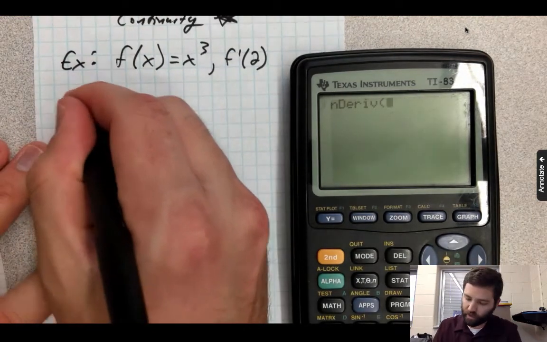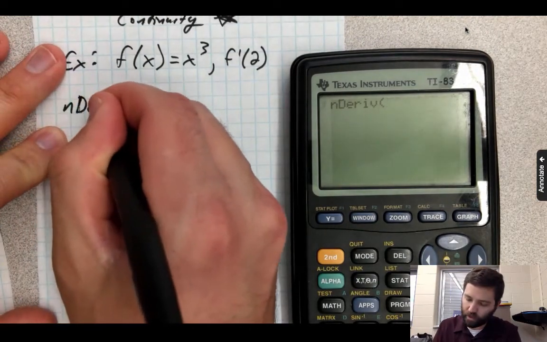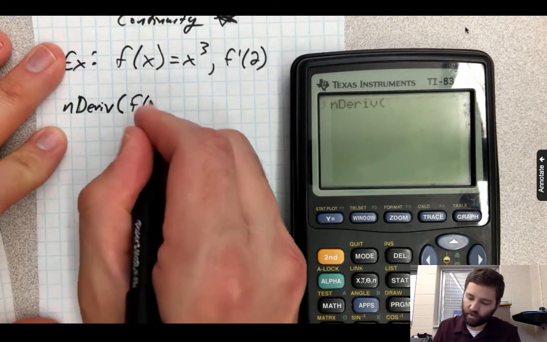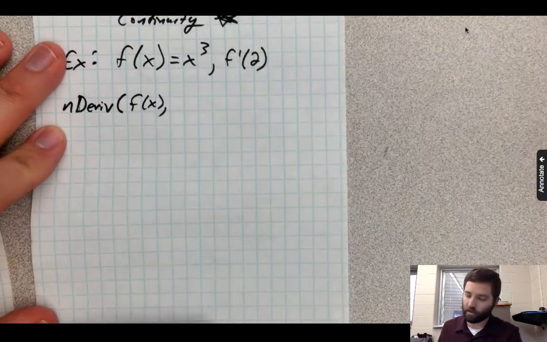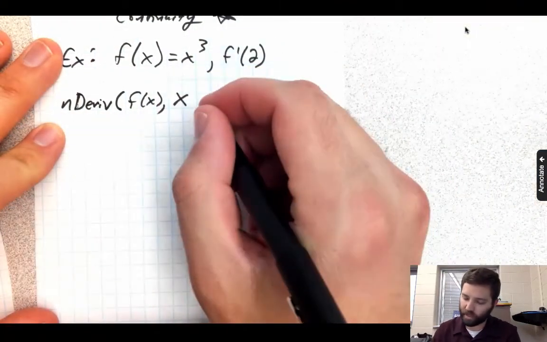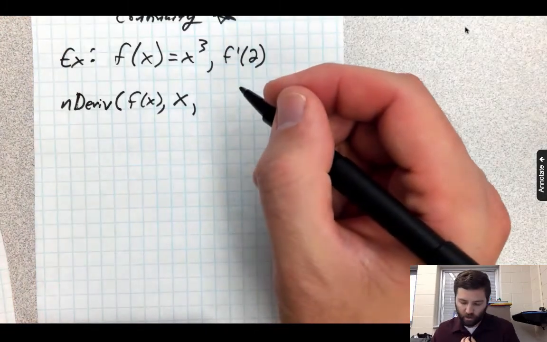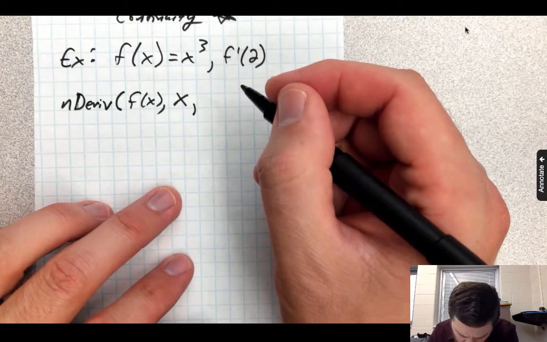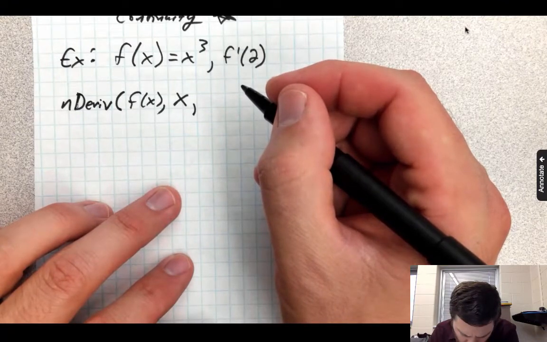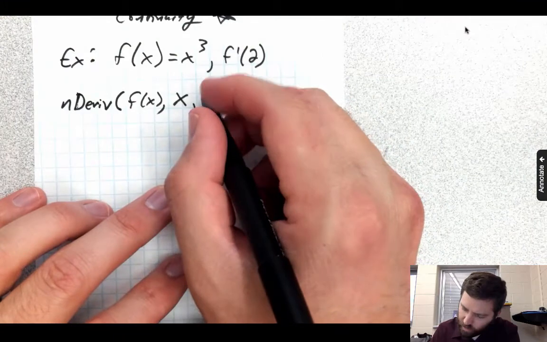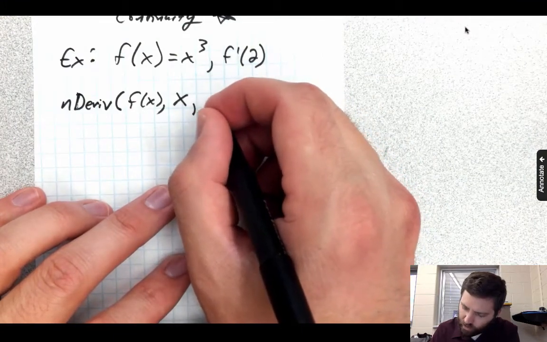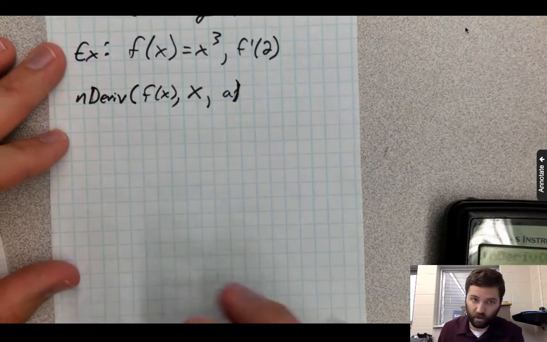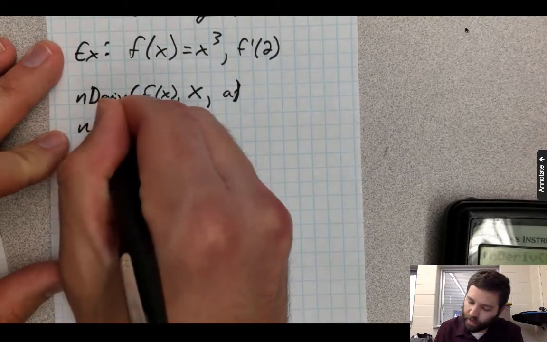So write this down in your notes as well, nDeriv. The way this is going to work is you're going to type in the function, whatever f of x is. You need to tell it what variable you're going to use, so you have to write comma x, and then the value where you're trying to find the derivative. Okay, so in this one we're going to find it at 2, but you might call that your a value.